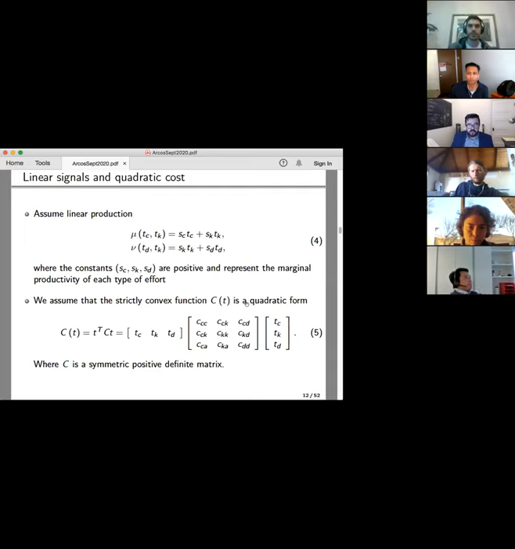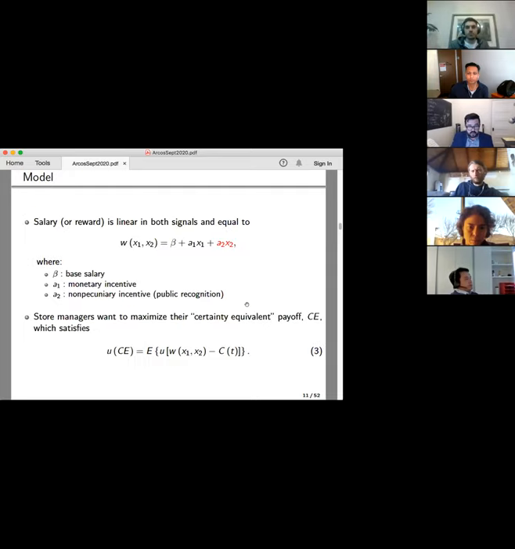Now, going back to your point, remember what we are assuming. What is the standard in these models is that store managers care about the certainty equivalent payoff. So basically what they want to maximize is not the utility minus the cost, right? Which can be positive or minus infinity, because you have these normal errors. They care about the expected value of that. That's what they are maximizing, this certainty equivalent payoff.